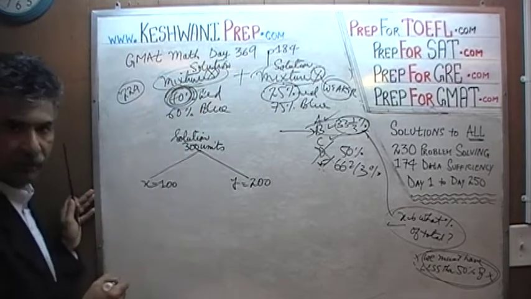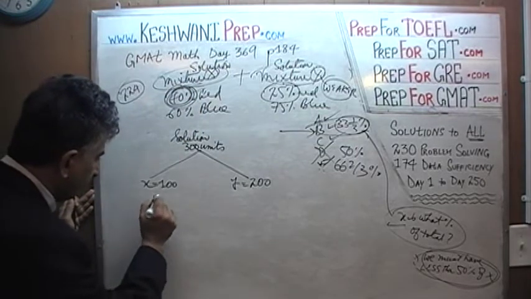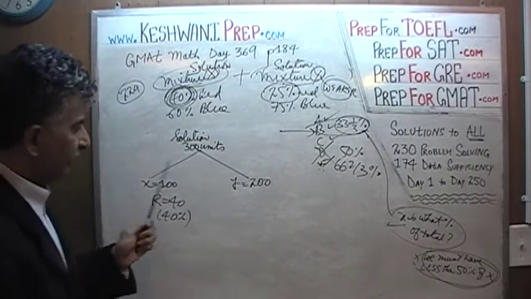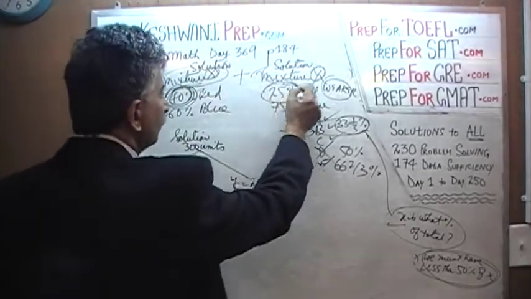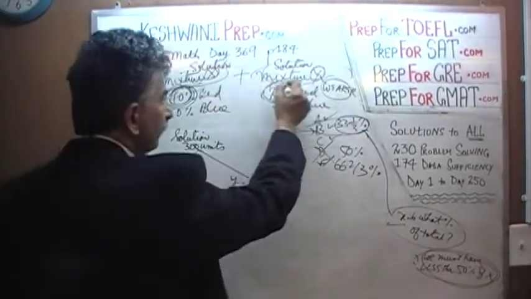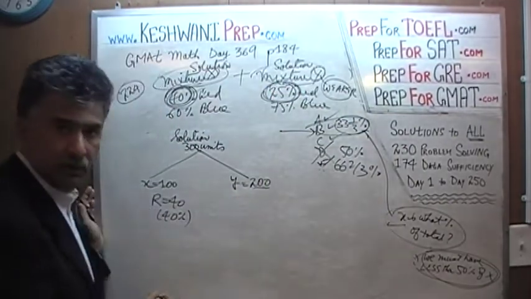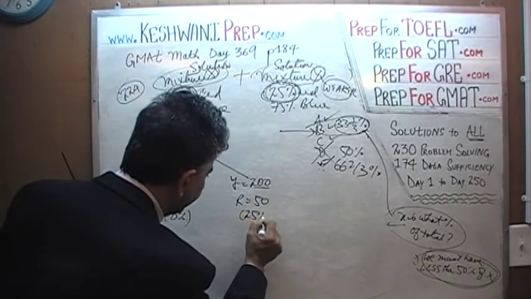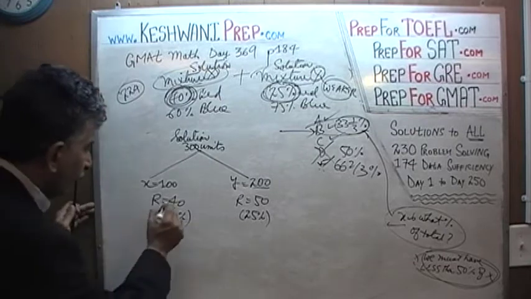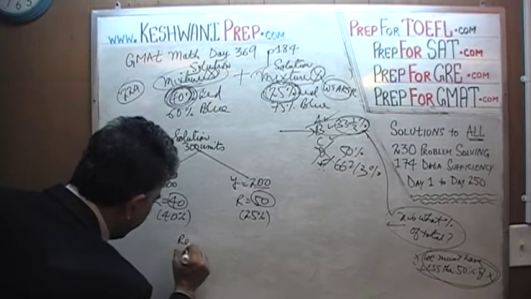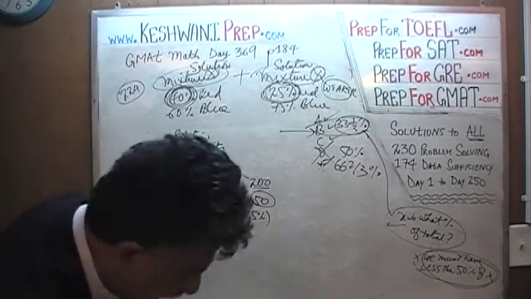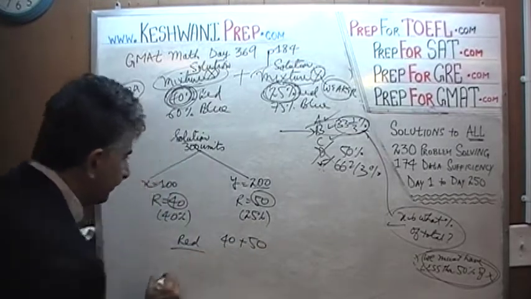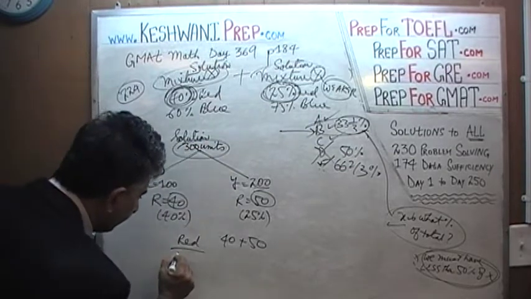X, red is 40%. If X is 100, then red has to be 40, because it is 40%. Similarly, if Y is 200, Y, we are told, is 25% red. 25% of 200 is 50. So how much red do we have? We have 40 plus 50. And how much is the total? Total is 300 units.